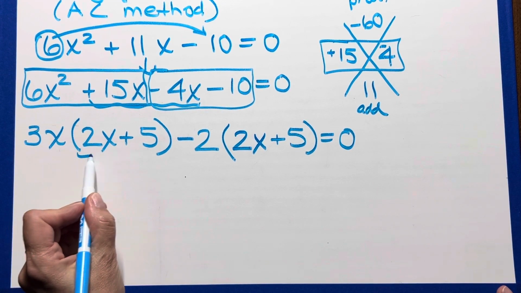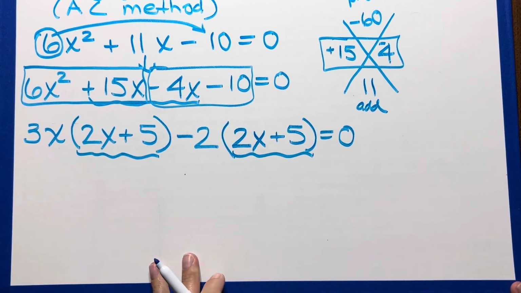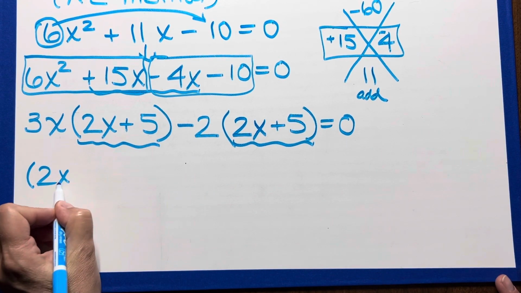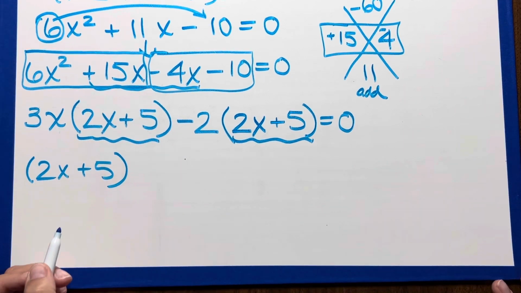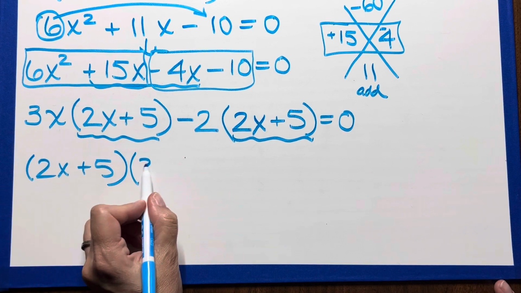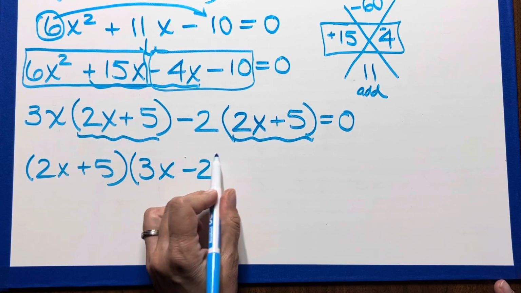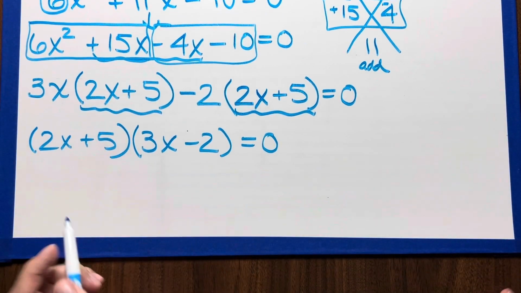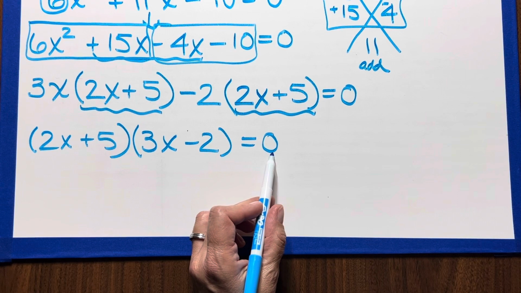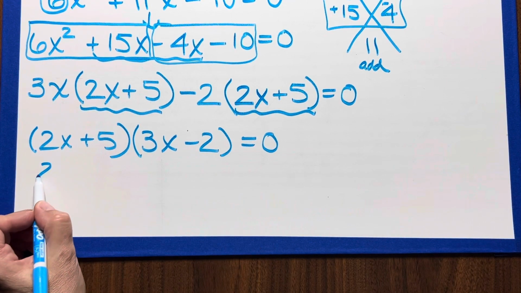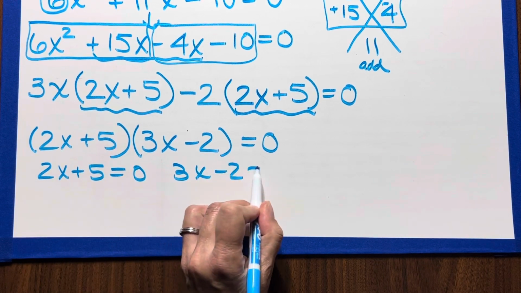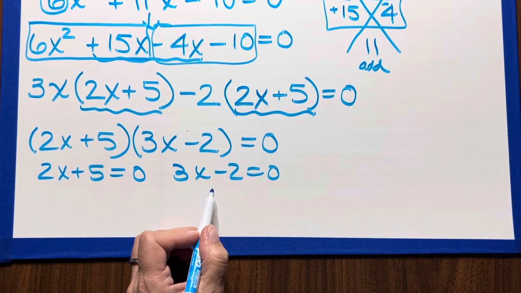Now what we're going to do is notice we've got 2x plus 5 in each of these groupings. That is my new GCF that I'm going to factor out. So I take the 2x plus 5 out of each of these. And then what's left is the 3x and the minus 2. So now I have my quadratic completely factored, and I'm going to use my product property for quadratics and take each of these and set them equal to 0. And when I solve these, I'll have my solutions.